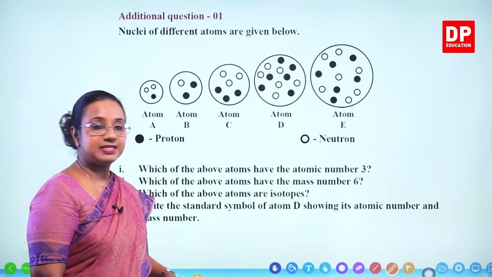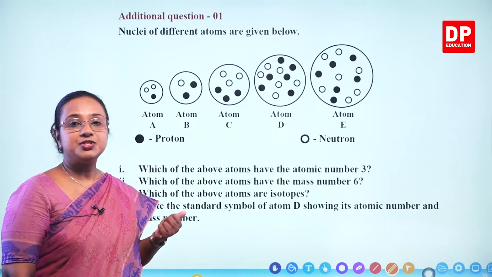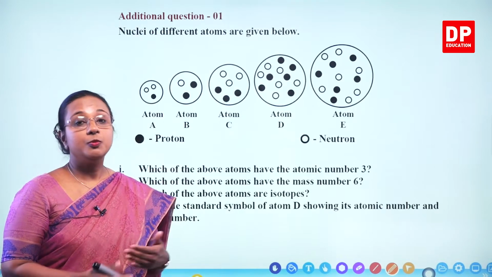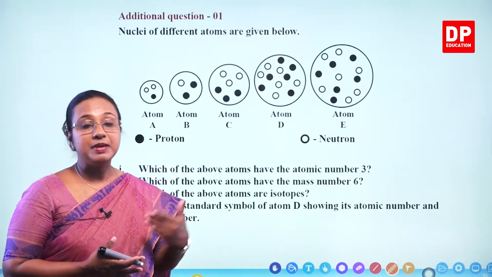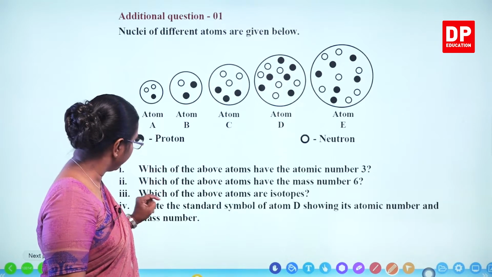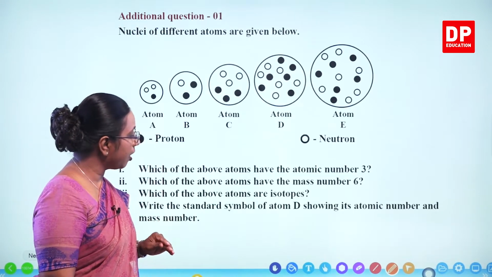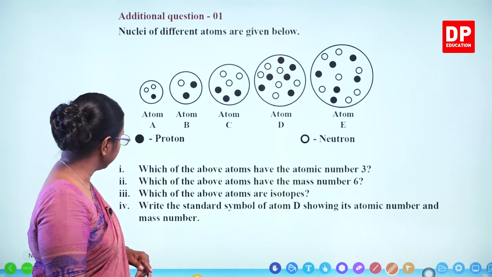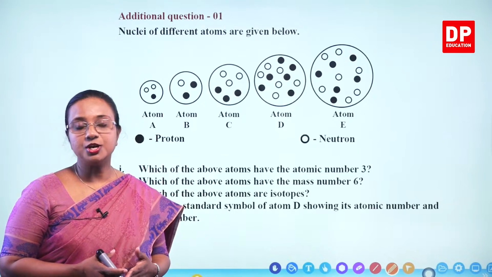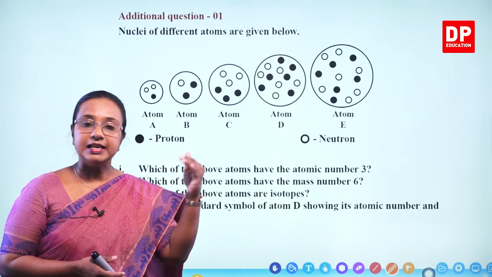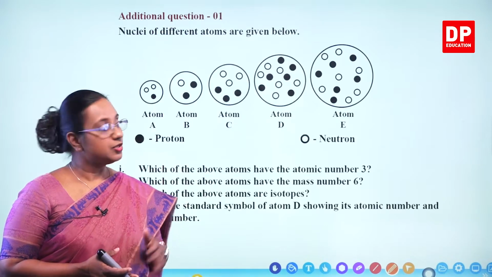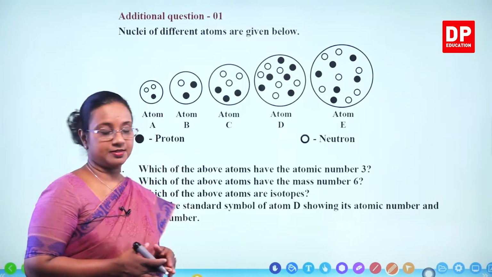Which of the above atoms are isotopes? As you already know, isotopes are the atoms of the same element with different mass numbers because the number of neutrons are different. Then we have the fourth part, write the standard symbol of atom D showing its atomic number and mass number. That is the basic standard representation of an atom where you write the atomic number and the mass number with the symbol of the element. So now we will answer these questions.